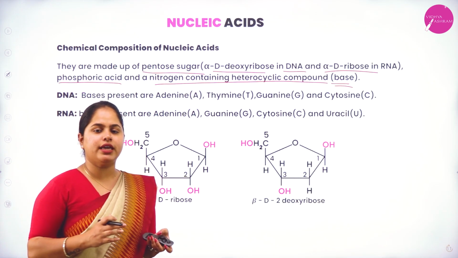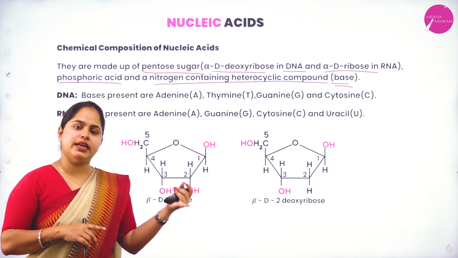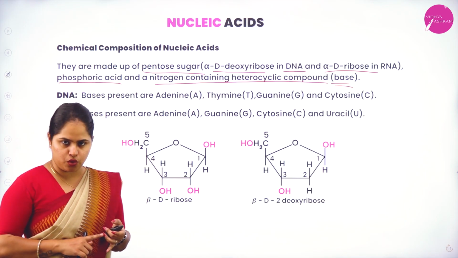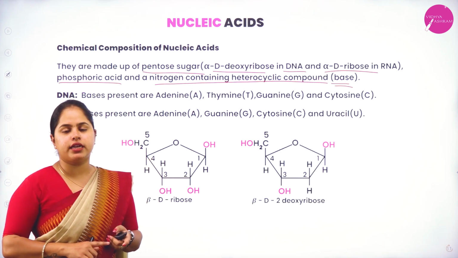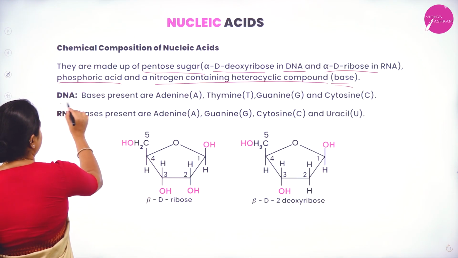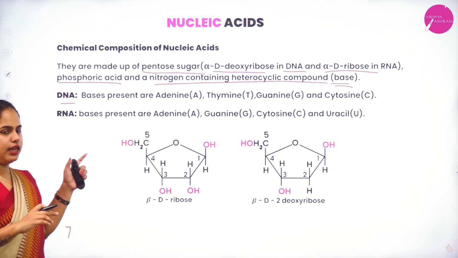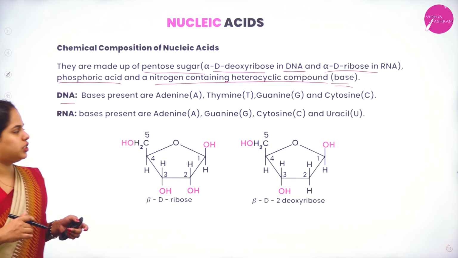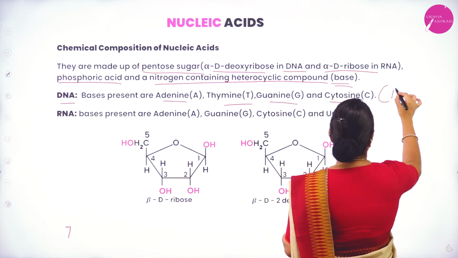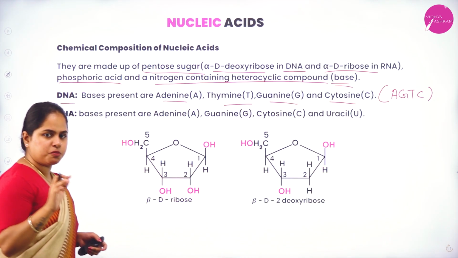The basic structure of nucleic acid contains 3 major parts. One is the pentose sugar. In DNA it is deoxyribose. In RNA it is ribose. Then you have a phosphoric acid group, right? And then you have a heterocyclic nitrogen containing base, which is called a nitrogenous base. So this nitrogenous base will vary in case of DNA and RNA. In DNA the nitrogenous bases are adenine, guanine, thymine and cytosine, the 4 nitrogenous bases present in DNA.